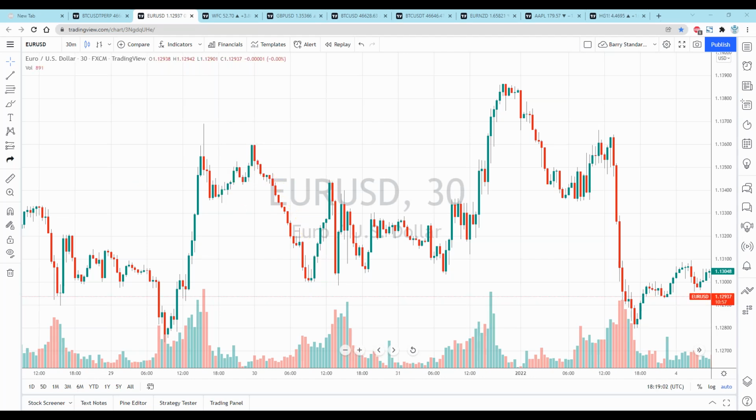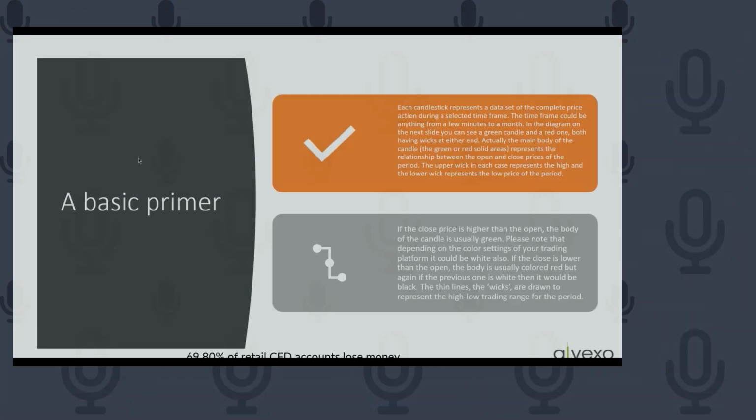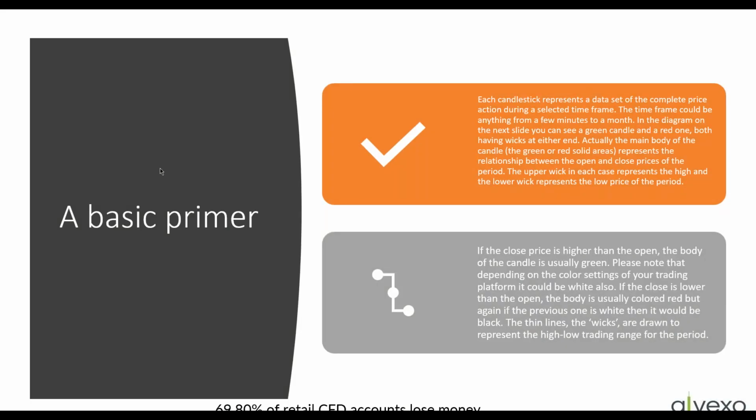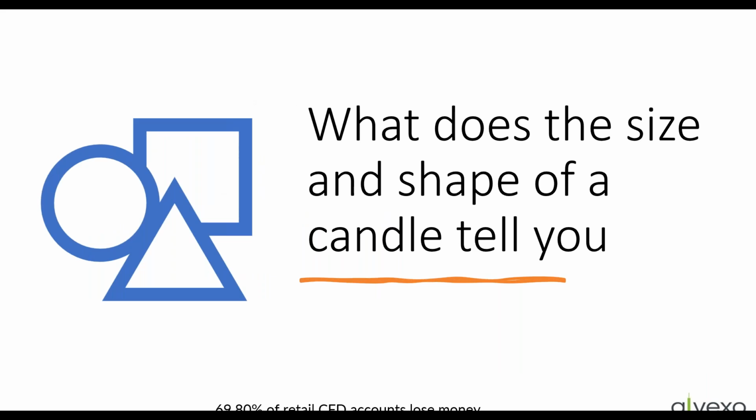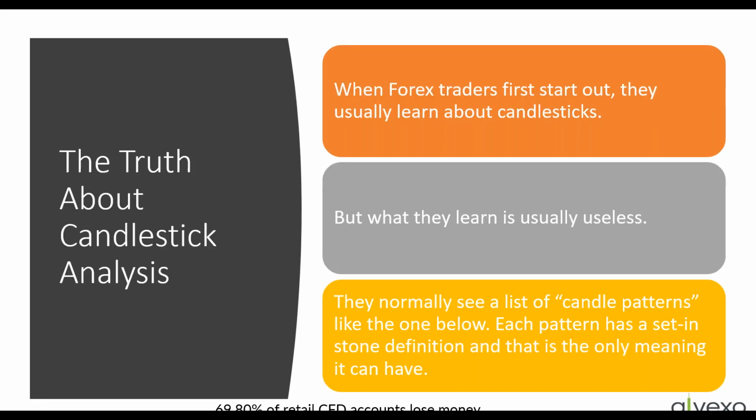So let's go back to my PowerPoint for a minute here. So remember, each candle represents a data set of the complete price action during your selected time frame. The time frame can be anywhere from a few minutes to a month. So remember, bodies, wicks, green and red, or black and white. So what does the size and the shape of the candle tell you?